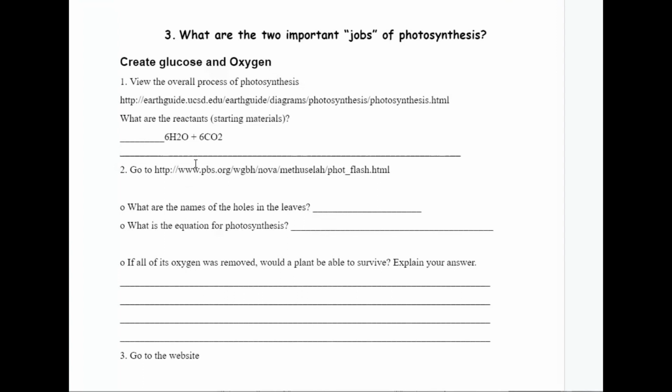All right, go to this and say flash, there's nothing. What are the names of the holes in the leaf? Those are the stomata. Okay, and I did put that in the last video. What is the equation for photosynthesis?